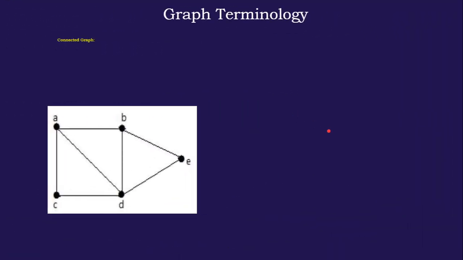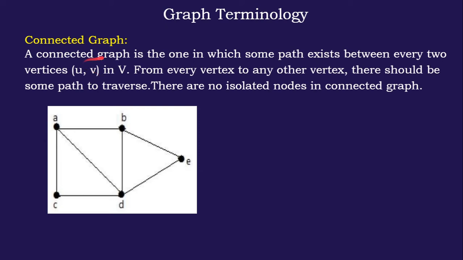some terminologies, a few more terminologies about the connected graph. What is a connected graph? A connected graph is one in which a path exists between every two vertices u, v in V. From every vertex to any other vertex, there should be some path to traverse. There are no isolated nodes in a connected graph.